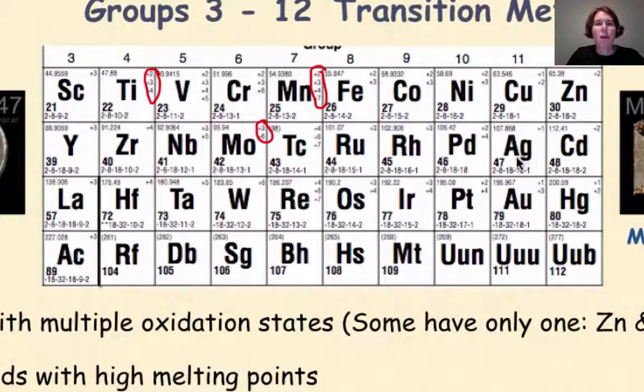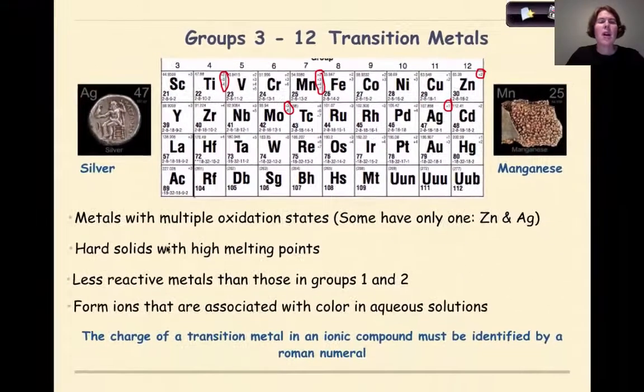Some of these will only have one oxidation number associated with them. And the most common ones that we identify are zinc with an oxidation number of +2 and silver with an oxidation number of +1. Typically, these are hard solids with high melting points. They're definitely less reactive than the metals in groups 1 and 2. We know these as the coinage metals because many of these metals will make up the currency that we use in our coins. One of the other things that you need to realize is that these elements are going to form ions that are associated with color in aqueous solutions.